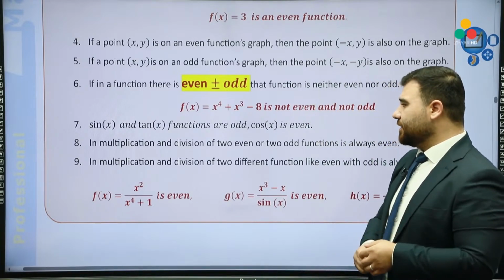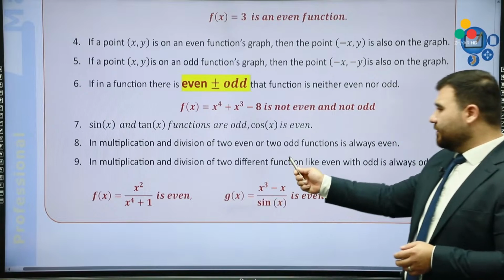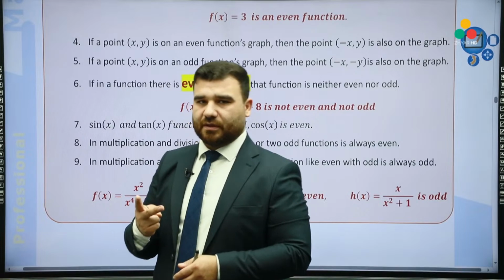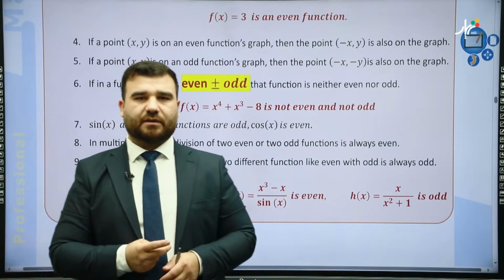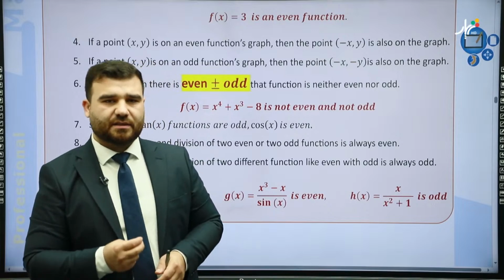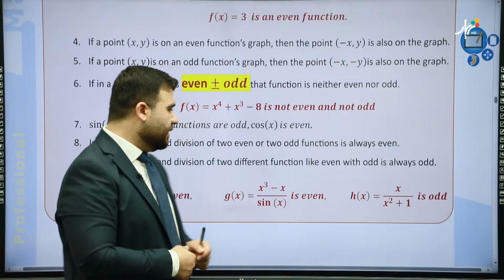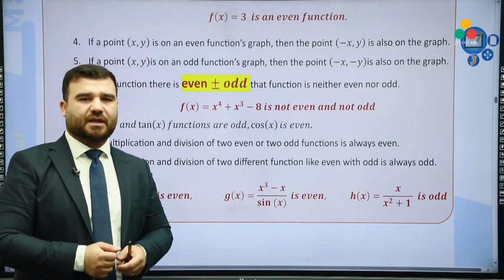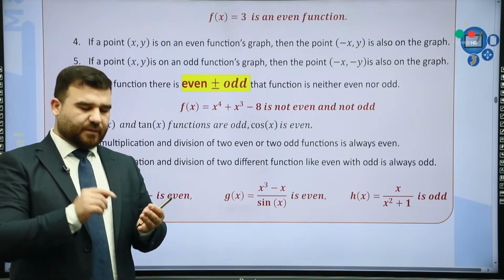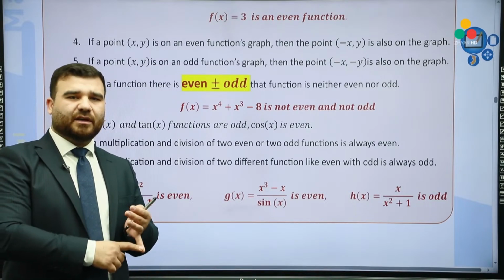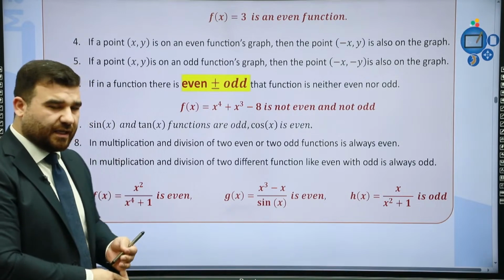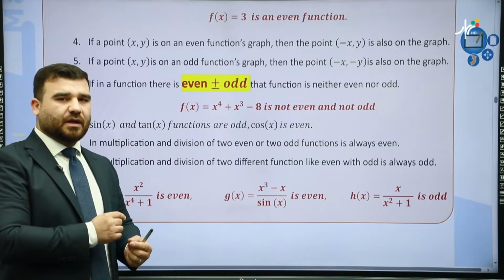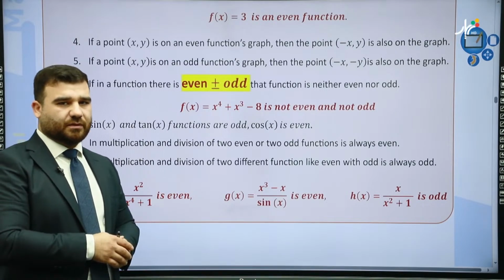Number 7, sine and tan are both odd trigonometric functions, whilst cosine is always even. Number 8, in multiplication and division, two even functions or two odd functions is always even. If you multiply two even functions together, or two odd functions together, the resulting function is always even. In multiplication and division of different functions, like even times odd, or even divided by odd, the resulting function is always odd.